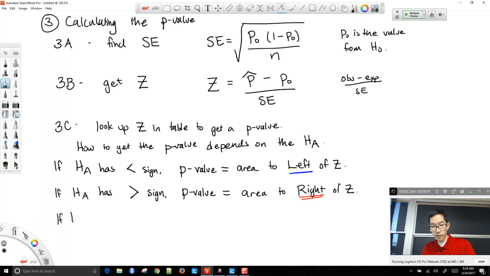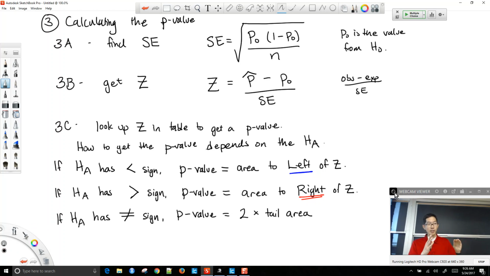And if the alternative has a not equal sign, then the p-value is equal to 2 times the tail area. Now what is the tail area? The tail area is the area going away from 0. So if z is negative, it's to the left. If z is positive, it's to the right. Tail area is the side going away from 0.